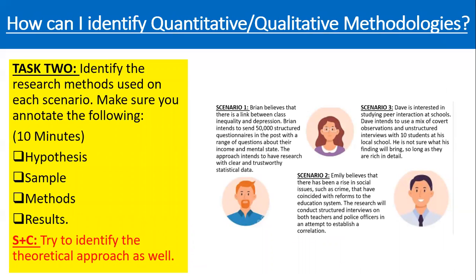Okay, so we can look at some scenarios now. And as we go through each scenario, I would just like for you to identify whether they're quantitative or qualitative, and really to home in on, do they have a hypothesis? What sort of samples do they use? What methods do they use? What results are they looking for? And if you can as well, try and identify what the theoretical approach is. Okay, so I'm just going to put them on the screen. I'm just going to let you read through them, and you might want to pause the video as well, and then we'll come back to it and discuss.